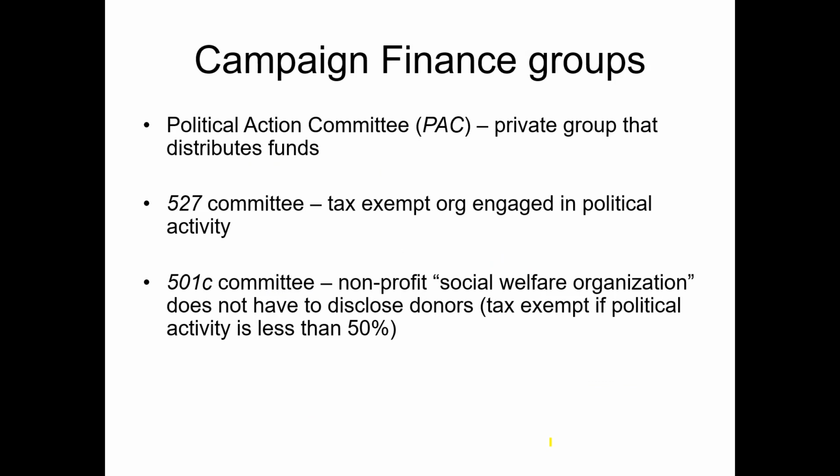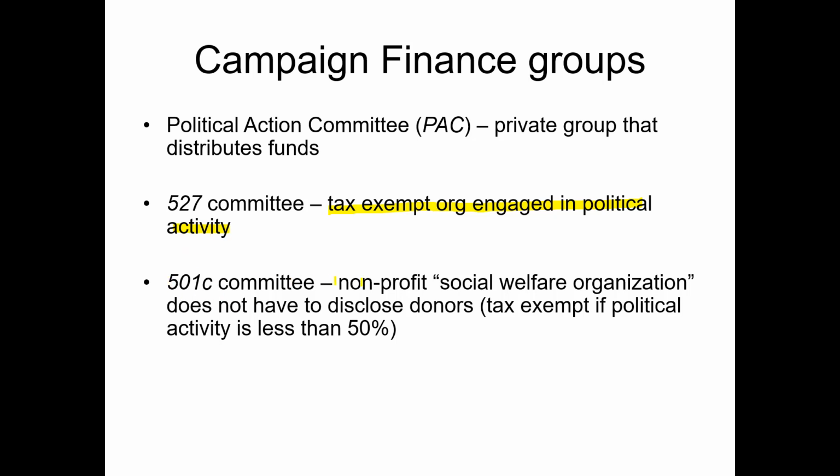Some of the groups are political action committees, PACs. Most organizations, corporations, and private groups have a political action committee as a collection arm that they can then use to distribute funds to candidates that they feel would be sympathetic to their issues. A 527 committee is a tax-exempt organization that's engaged in political activity.